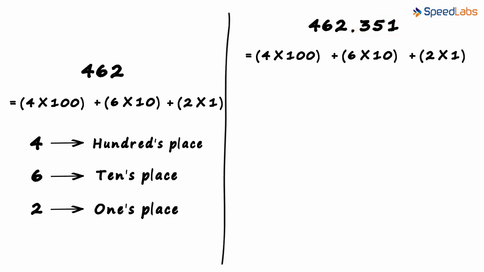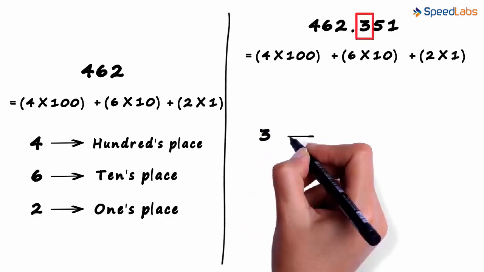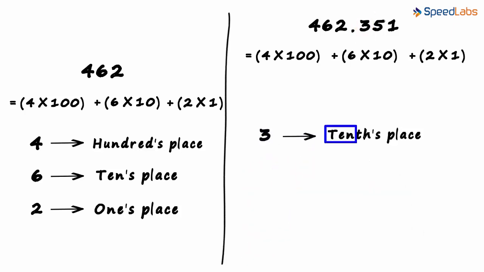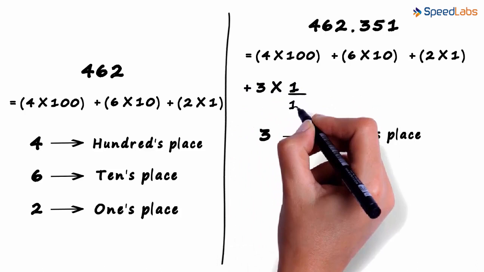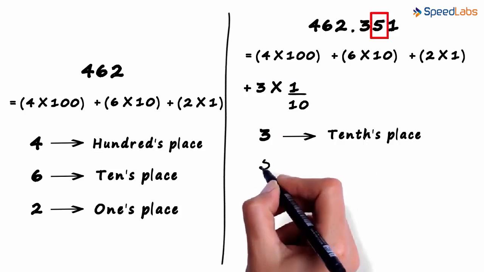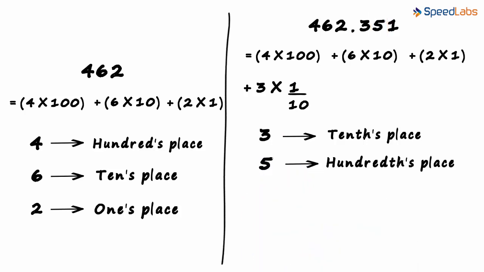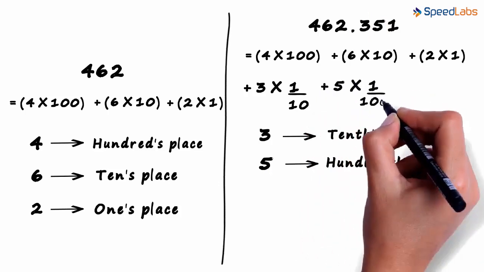The first digit after the decimal point, in this case 3, is in the tenths place. Not tens, it's tenths place. So its value would be 3 times 1 by 10, or 3 tenths we can say. The second digit to the right of the decimal point, which is 5, is in the hundredths place. It means that its value will be 5 times 1 by 100.